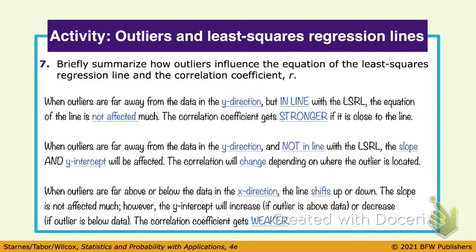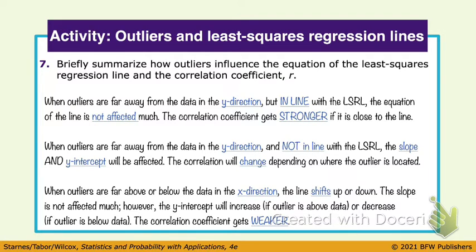When outliers are far away from the data in the y direction, but not in line, so they were either far above or below, then the slope and the y-intercept will both be affected. They might change in different ways. It depends on where the dot is. And the correlation will change depending on where it is. Okay, so we saw one example where the correlation got stronger, one example where the correlation got weaker. Just kind of depends.